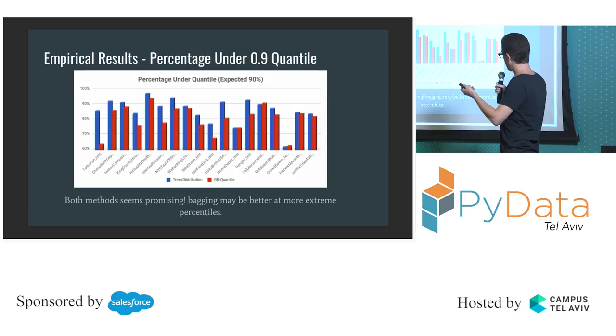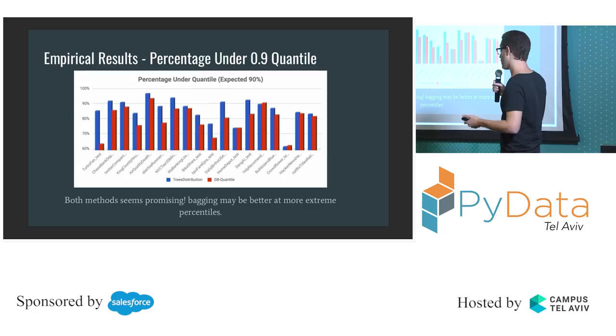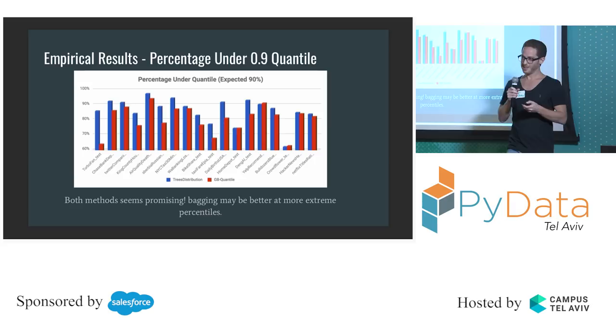This result seems promising for both of the methods. The tree distribution seems a bit better on this quite extreme quantile, achieving an absolute error of less than 10% on 15 of the 18 data sets. And this is quite impressive because you need a lot of information to be able to model unique quantiles.